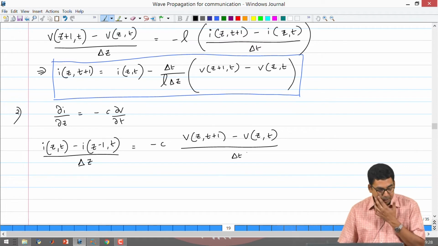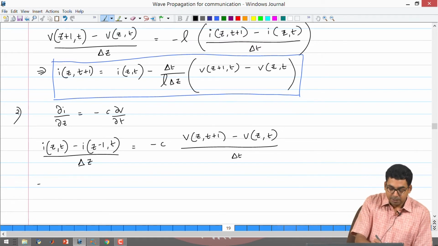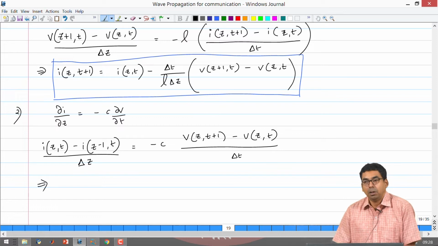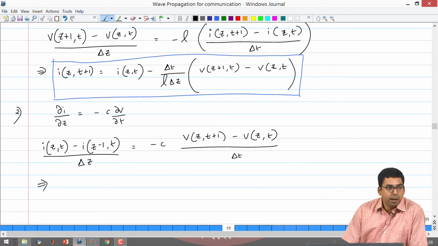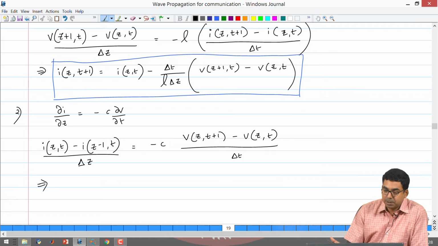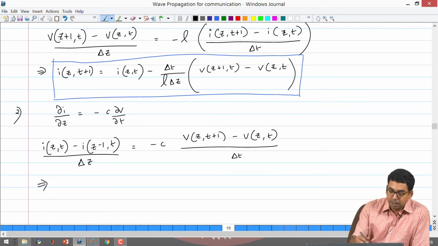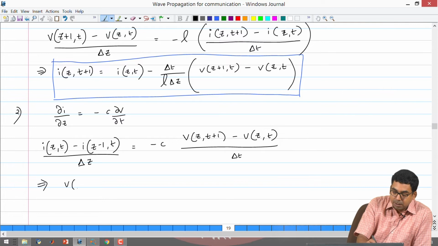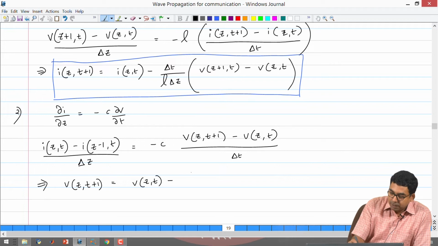divided by delta t. So looking at this equation, we now know what the unknown quantity is. The unknown quantity is the quantity that you want to calculate from the future. That means the t plus 1 subscript has to be there. So that quantity v of z comma t plus 1 goes to the left side, and you have the current value of voltage, v of z comma t, on the right side minus delta t by c delta z.